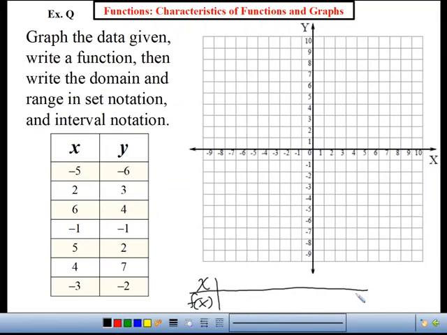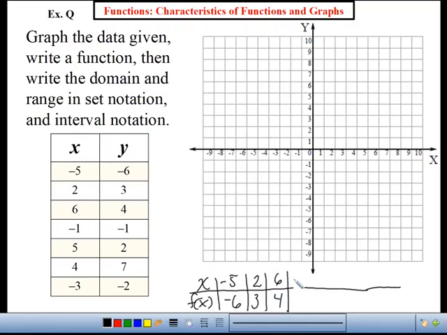And the reason I'm showing you this other way is because this is how most of the time the book's going to present it, in order to save maybe space on some of those occasions. So here, my first values are -5, -6, -5, -6. My next one is 2, 3, 2, 3. The next one is 6, 4, 6, 4.